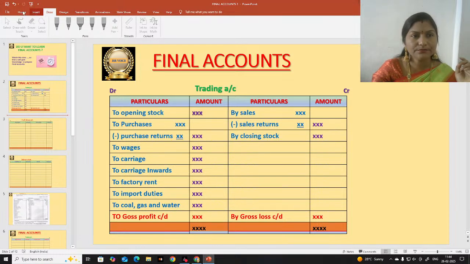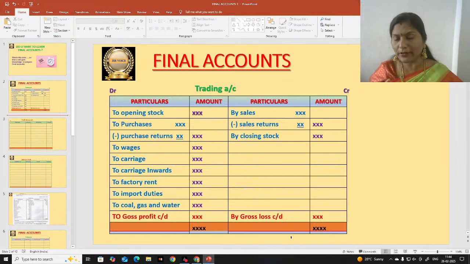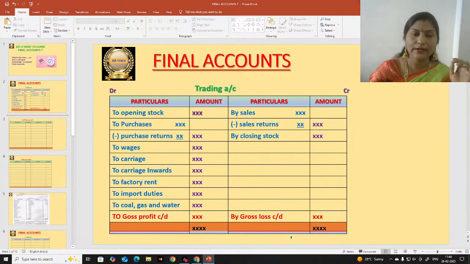These are gross profit and gross loss. So we are going to write gross profit and gross loss in the profit and loss account first. But in every solution we get any one, and whatever we get, that should be recorded in the profit and loss account. So let us record that now.